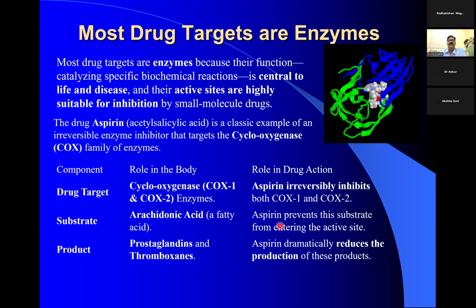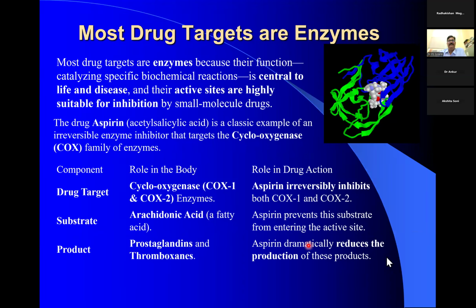So how does it act? Aspirin works by performing an acetylation reaction. Aspirin covalently and permanently attaches a small chemical group, the acetyl group, to a specific serine residue present in the active site of the COX enzyme. And what is the result? This irreversible binding physically blocks the active site of the COX enzyme, preventing the natural substrate, arachidonic acid, from accessing this site.